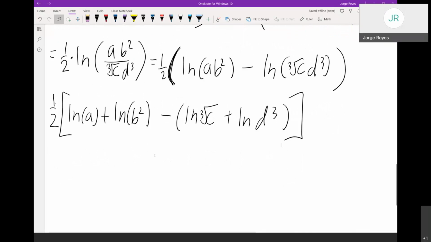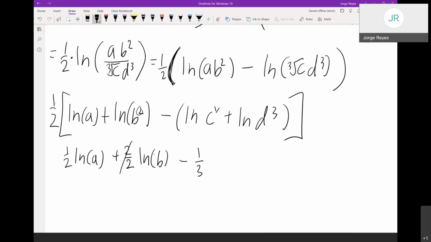Now you just power rule. Okay, and I'm going to distribute the 1/2 now. So 1/2 natural log A plus, you get 2/2 natural log B because of this times the 1/2. So that's going to cancel. Minus 1/2 times power rule this thing. So I guess I should write that down like this. C to the 1/3. So you're going to get 1/6 natural log C minus 3/2 natural log D. And ta-da, final answer.